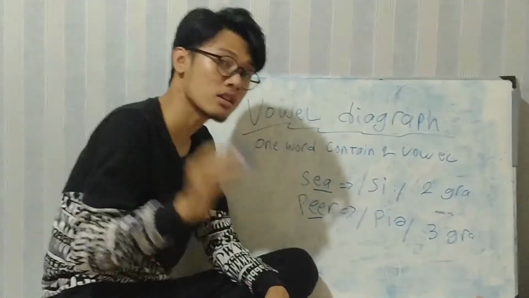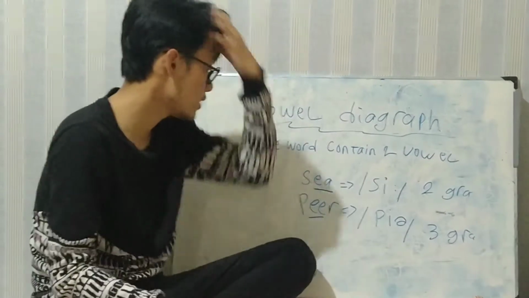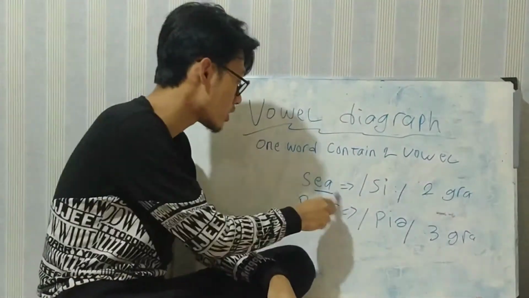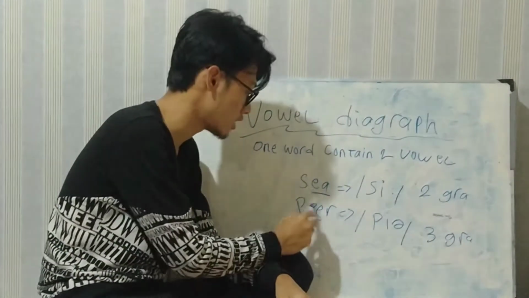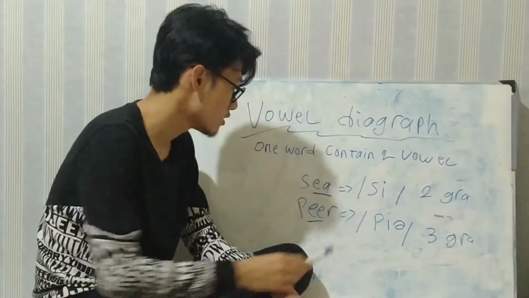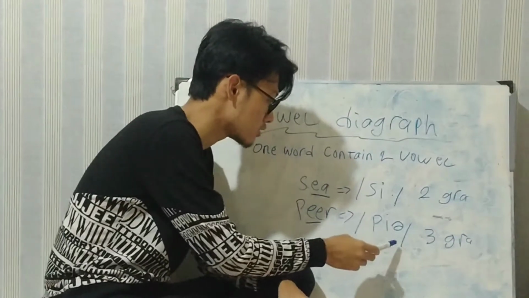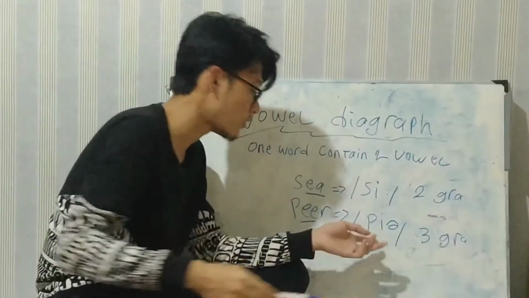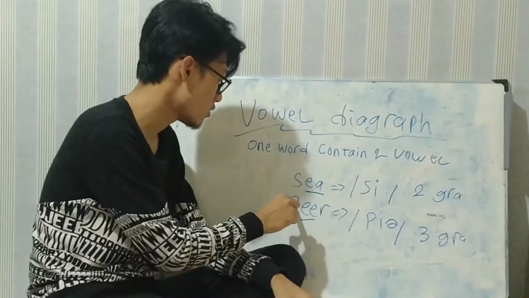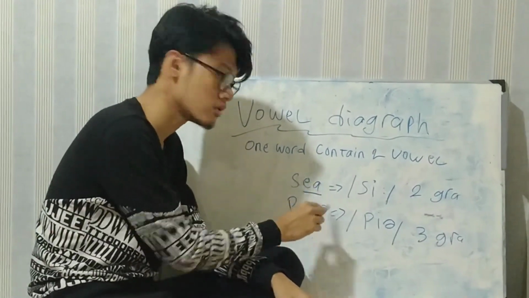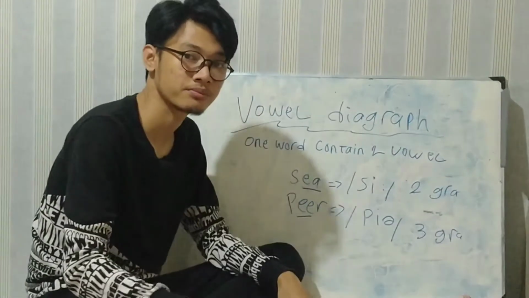Okay, and then the second one, peer. Peer is one word with two vowels, the double E here, in the middle of P and R. So this is how we are going to make the phoneme, and it contains 3 graphemes. Why? Because 1, 2, and 3. Simple, right?